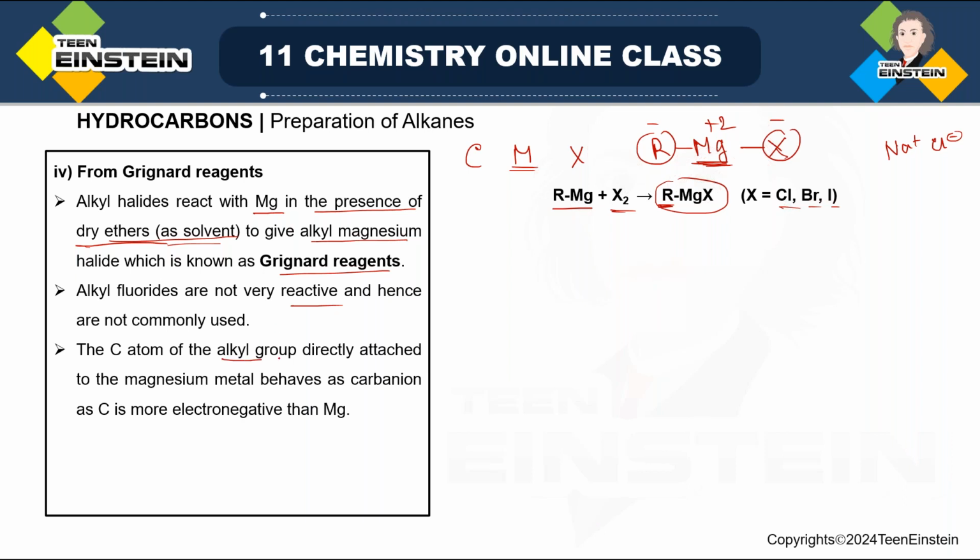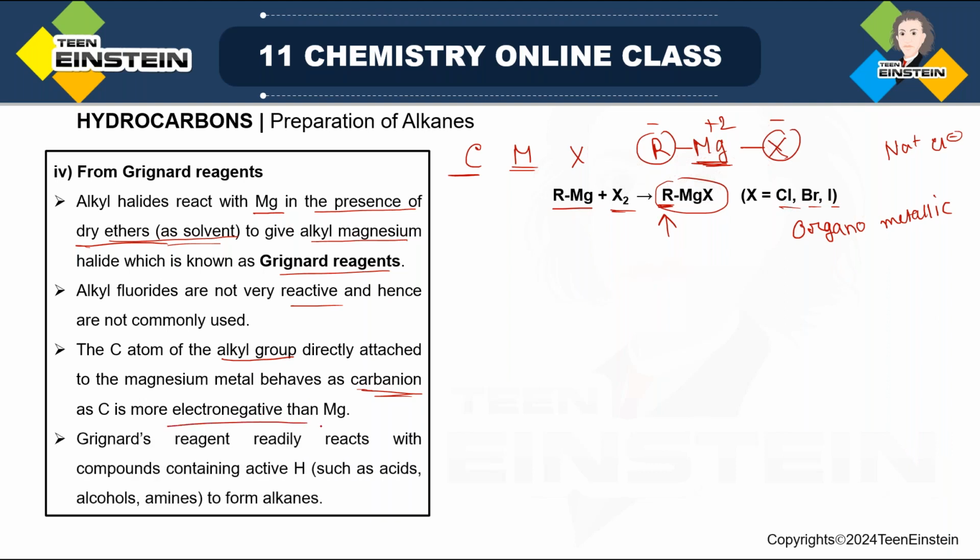Now the carbon atom of this alkyl group, which is directly attached to the magnesium metal, acts as a carbanion. The reason I have already said: carbon is more electronegative than metal, so obviously this part will be a carbanion. This reagent is basically an organometallic reagent. Organometallic reagent means where you have some carbon-metal bond. So here also you have a carbon-metal bond. So this will be a carbanion because carbon is more electronegative.